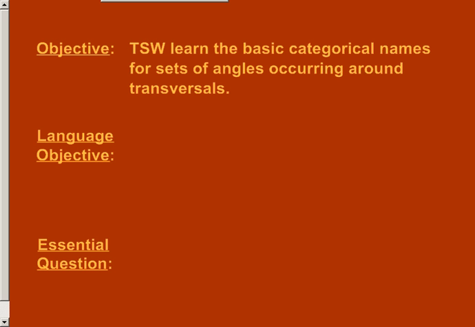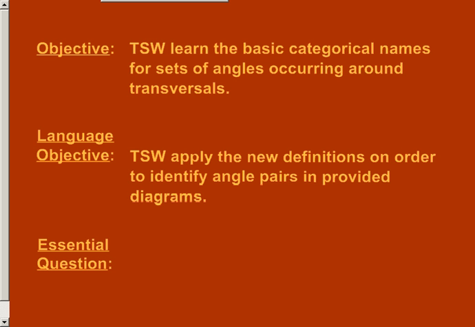Now, transversal is a definition that we're going to come across here in just a moment, but we have already seen several types of angle pairs through our discussions in Unit 1, and today we're going to come up with 4 additional sets of angle pairs. The language objective, which you do not have to copy down, is a student will apply the new definitions in order to identify angle pairs in provided diagrams.